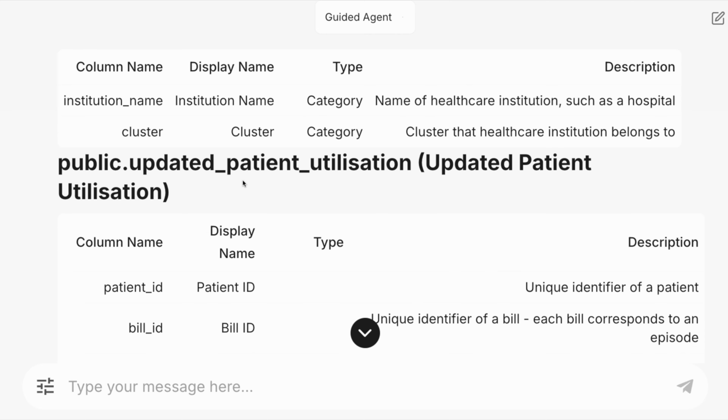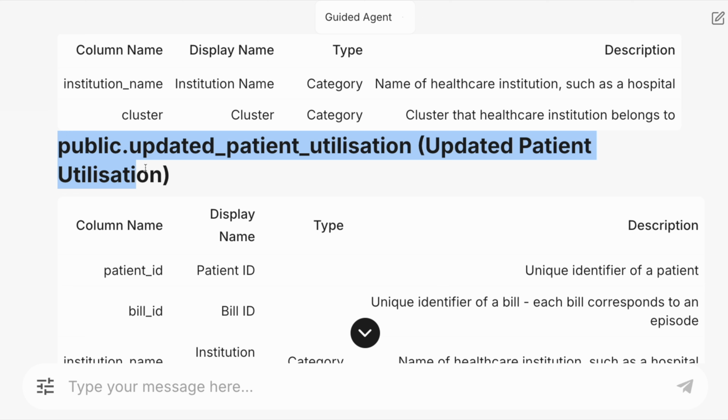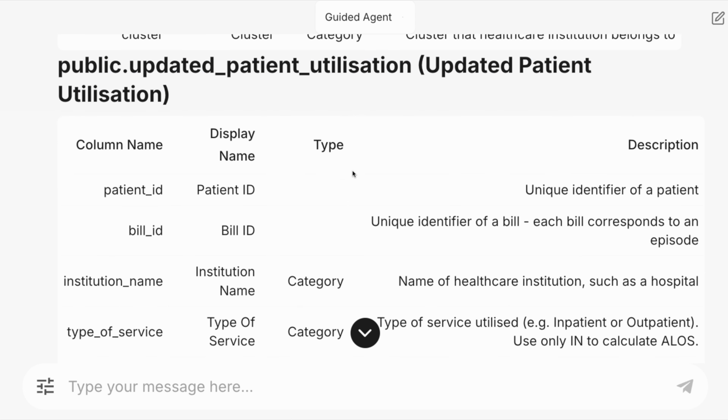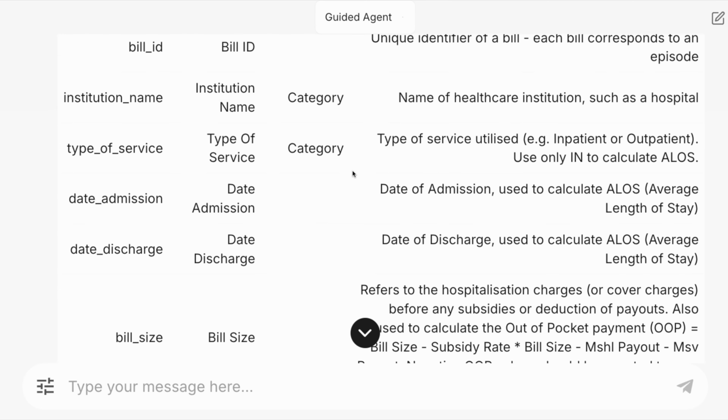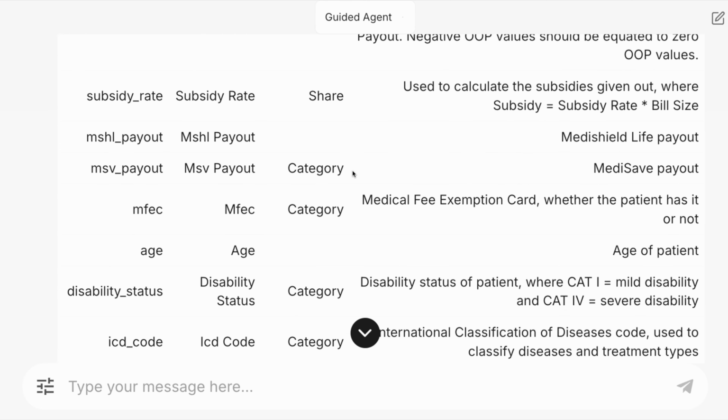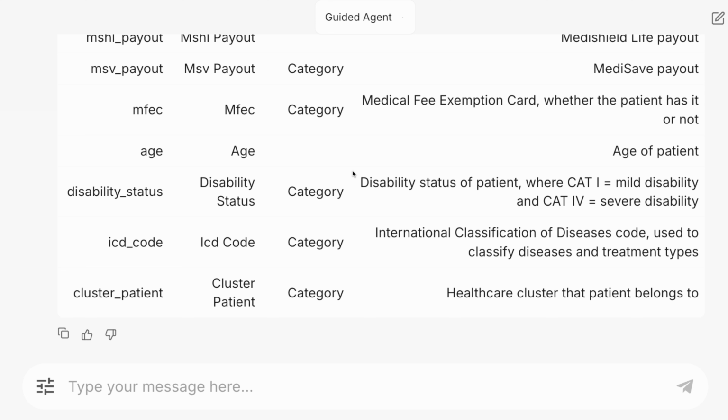Sense gives you the data catalog, along with all the metadata for your analysis needs. In this example, we have two data tables, a cluster mapping table that tells you which institution belongs to which healthcare cluster, and a patient table that tells you the billing details of each patient at each hospital.